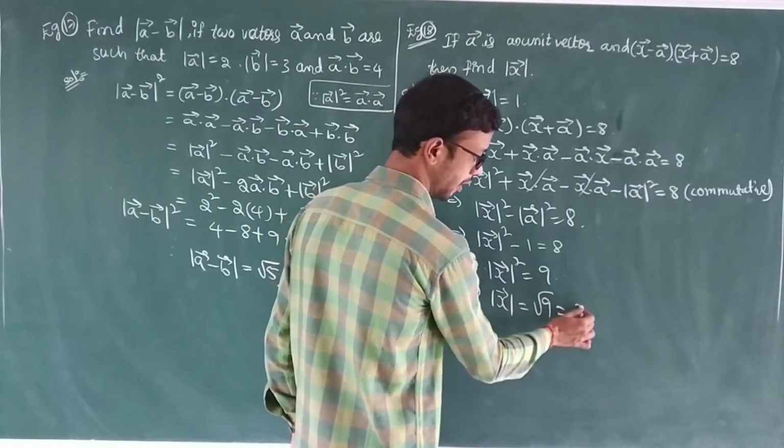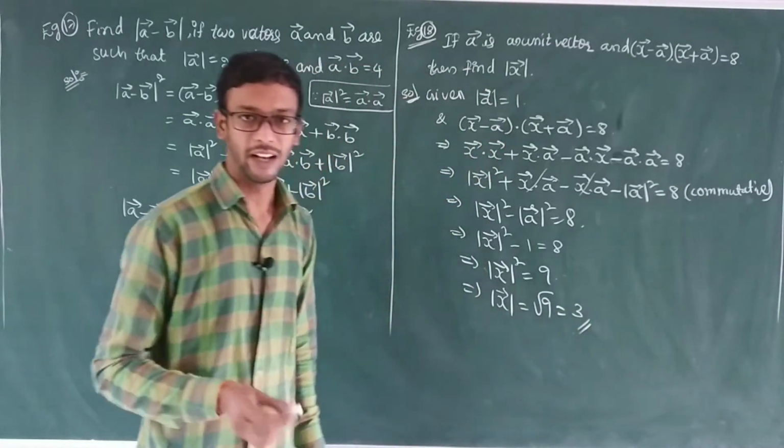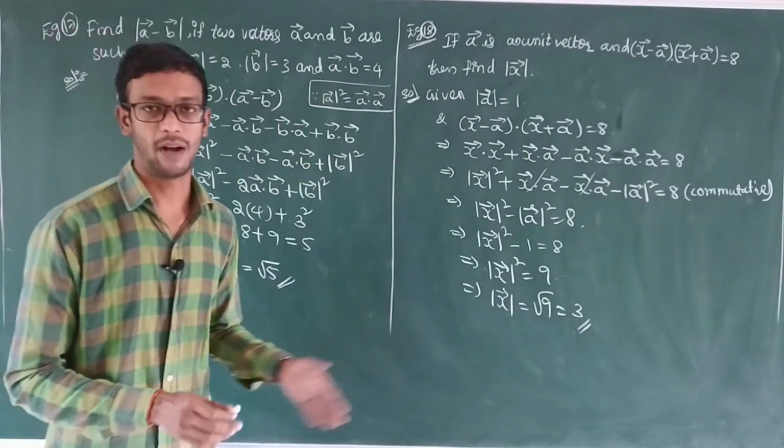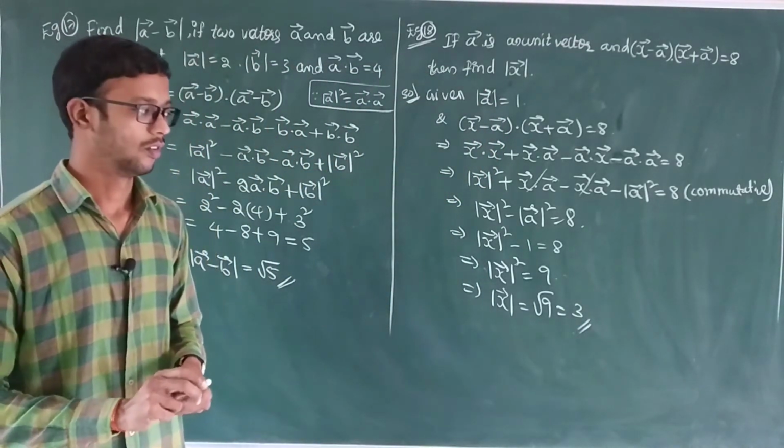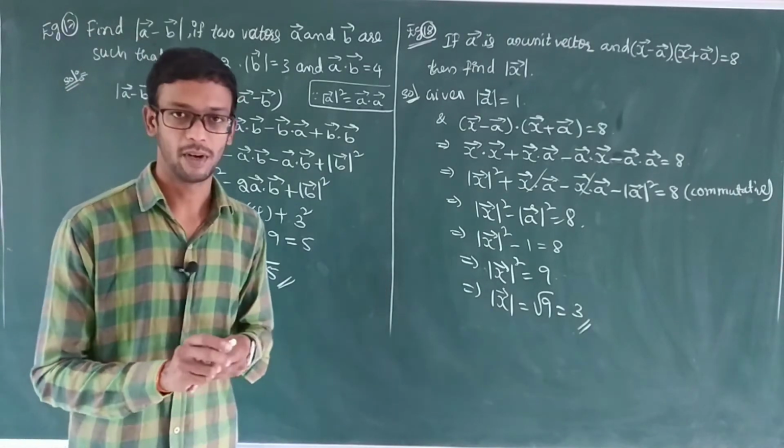Root 9 is only 3. Negative we won't take, just only positive we have to take. For length purpose, positive is the only possibility.